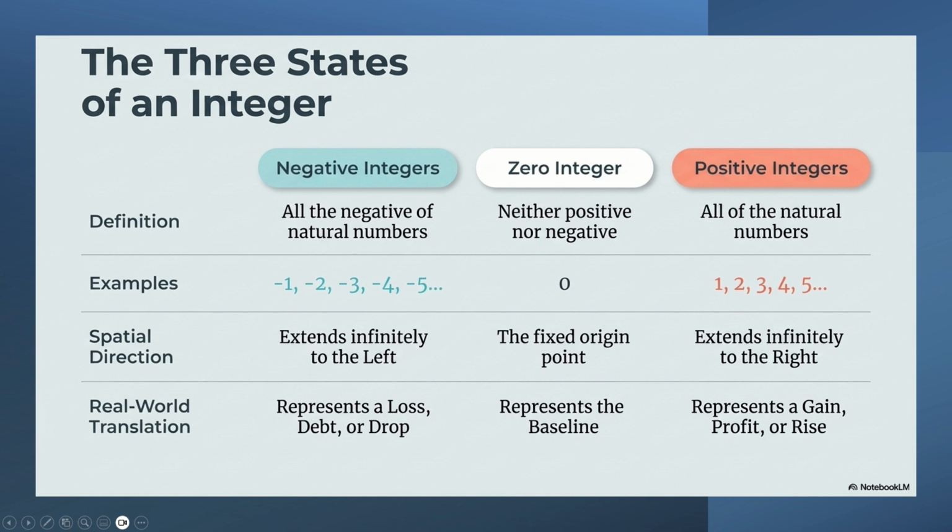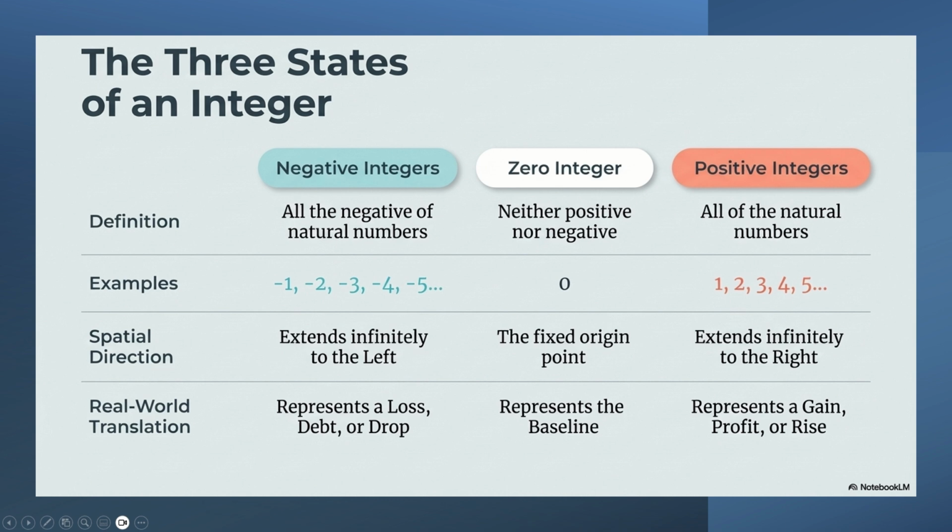Negative integers are all the negatives of natural numbers. Example: -1, -2, -3, -4, -5 and so on. Spatial direction extends infinitely to the left. Real world transition presents as a loss, debt or drop. Whereas 0 is neither positive nor negative. Example is 0. It is a fixed origin point, representing the baseline.